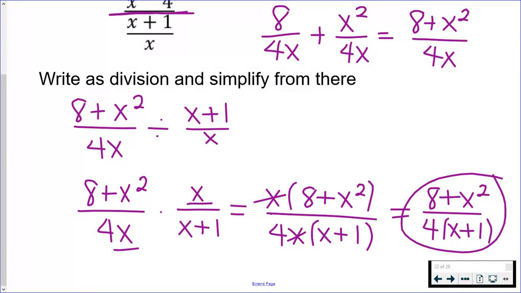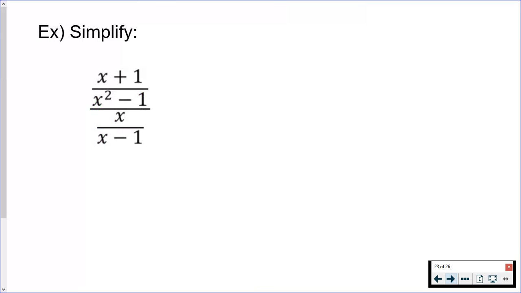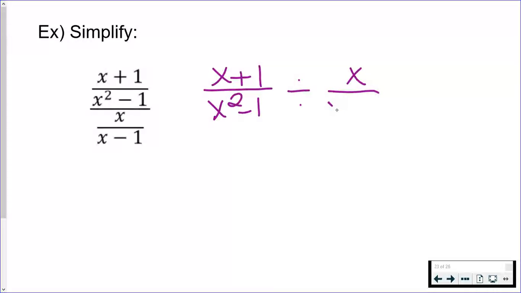So I'm going to do one more example. If it loads. Okay. So this time my numerator is x plus 1 over x squared minus 1, and my denominator is x over x minus 1. Just like before, I'm going to write this as division. I already have a single fraction divided by a single fraction, so I'm going to go ahead and keep, change, flip.